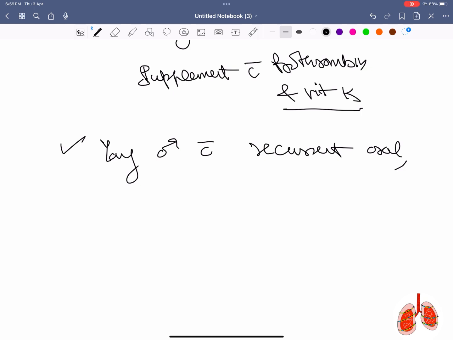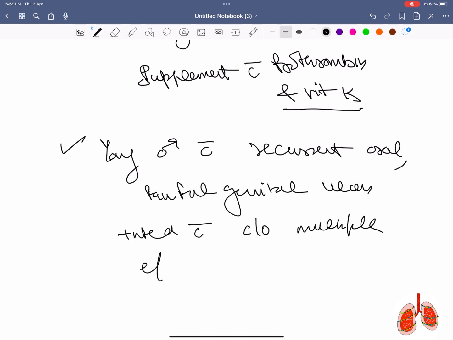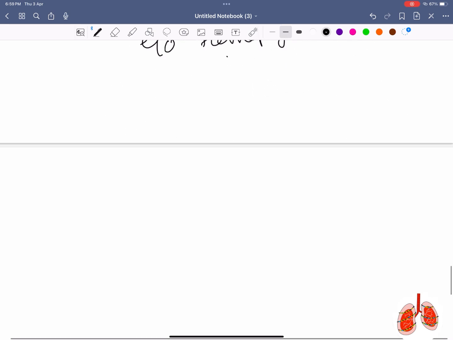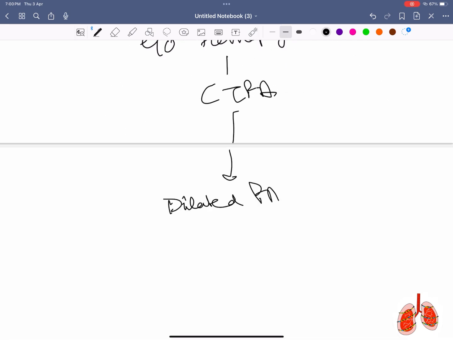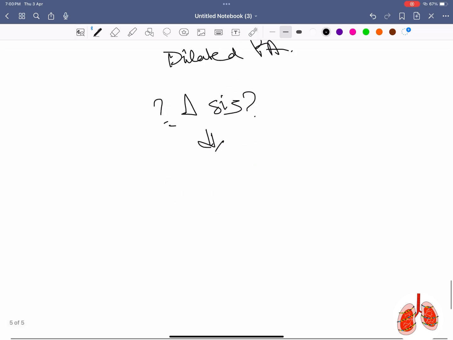Young male presenting with complaints of recurrent oral and painful genital ulcers. Now complaint of recurrent hemoptysis. On CT it was found that the pulmonary artery was dilated. What will be the diagnosis? It will be Behçet syndrome.